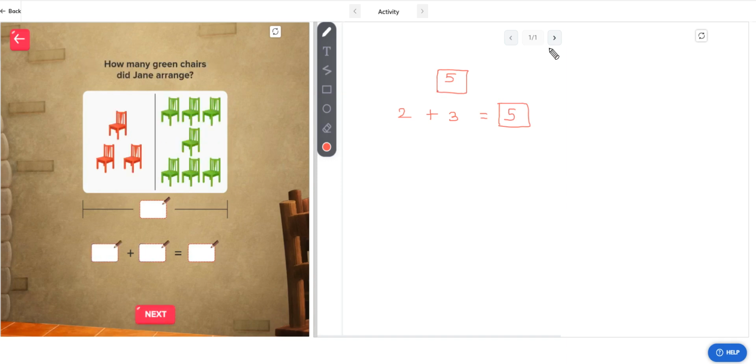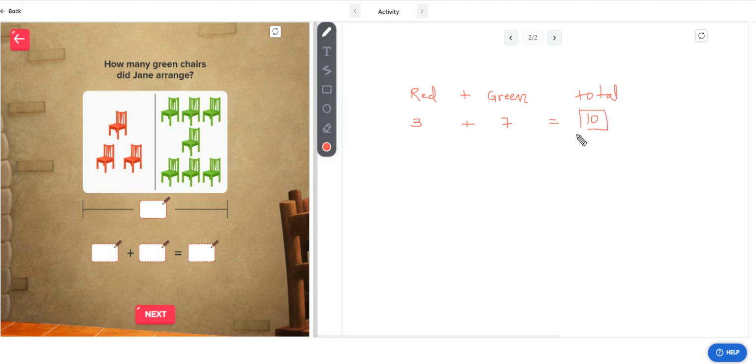Awesome. Now, how many green chairs did Jane arrange? Now, how will you answer this question? What do we need to do? How many of these chairs are red? Let's find out. There are 3 chairs that are red, right? So I'll write 3 red chairs, correct? Plus green chairs. How many green chairs do I have? 1, 2, 3, 4, 5, 6 and 7, correct? So plus 7 green chairs. Total how many chairs do I have in all? In all I have 10 chairs, right? Because 7, 8, 9 and 10, correct?